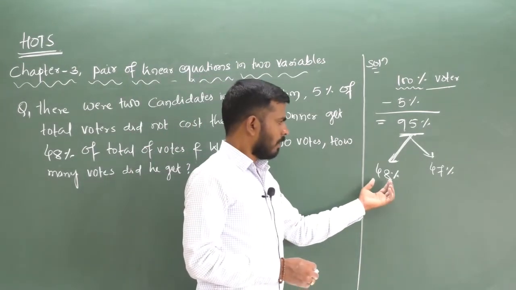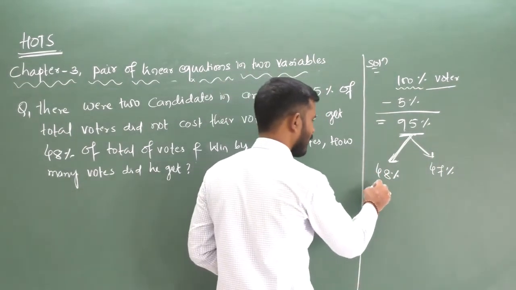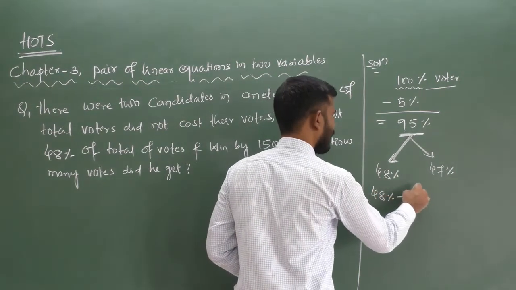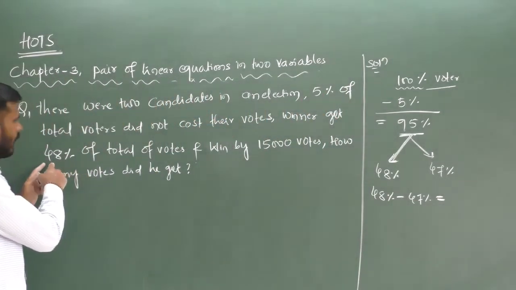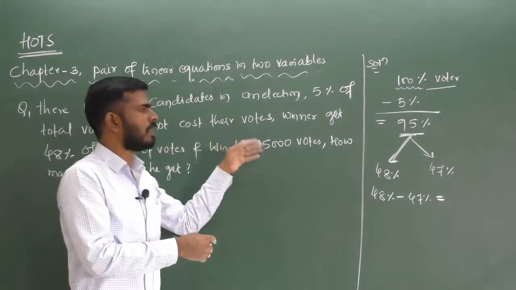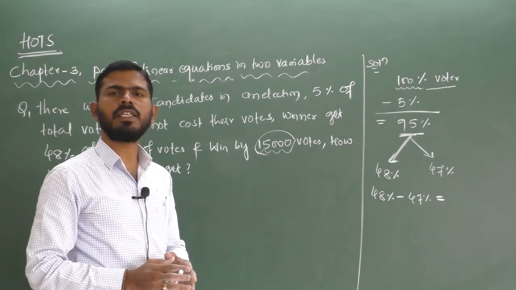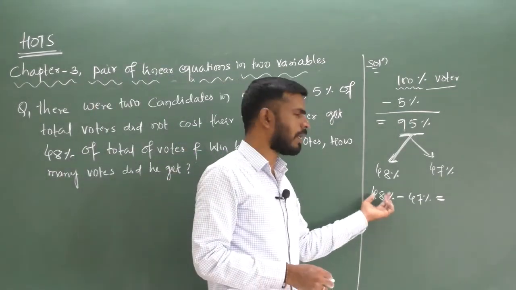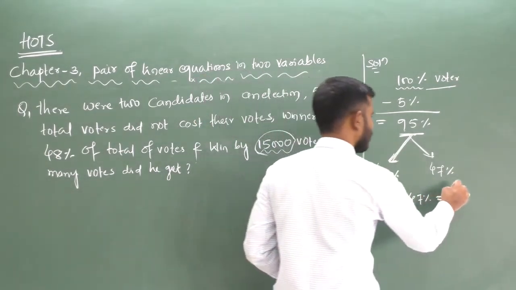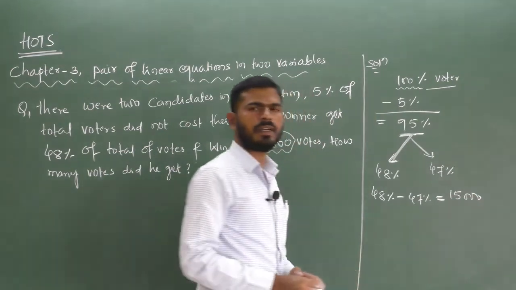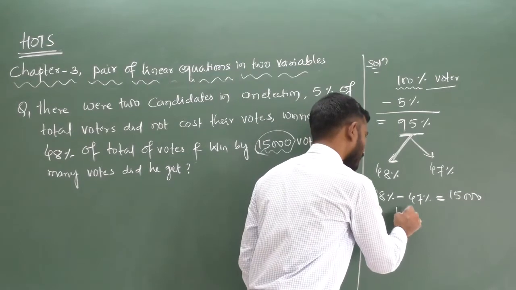So let us see here. 48 is the winner candidate. The loser candidate is 47. Take 48% minus 47%. Given that the winner won by 15,000, that is the leading number of votes. So 48 minus 47 gives the lead in the number of votes, which is 15,000. That means 48% minus 47% equals 1%.